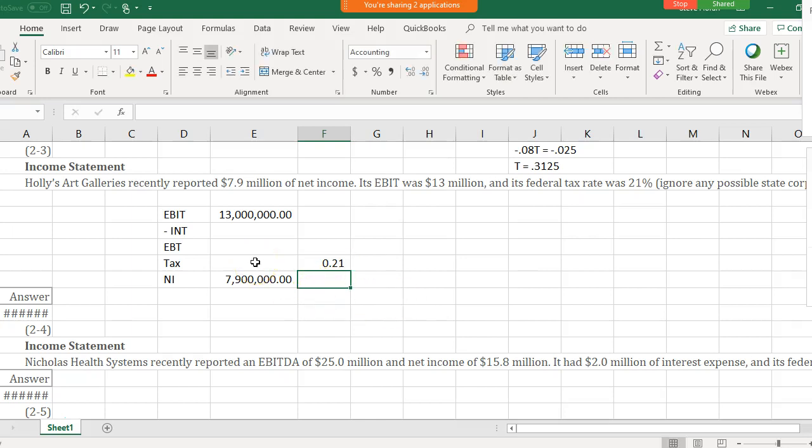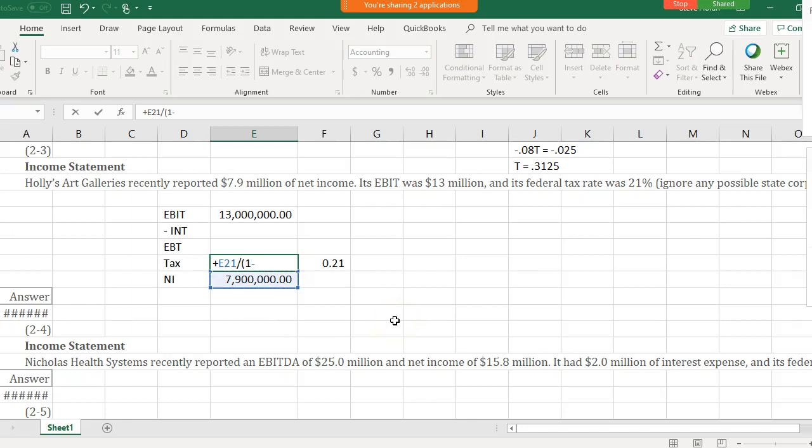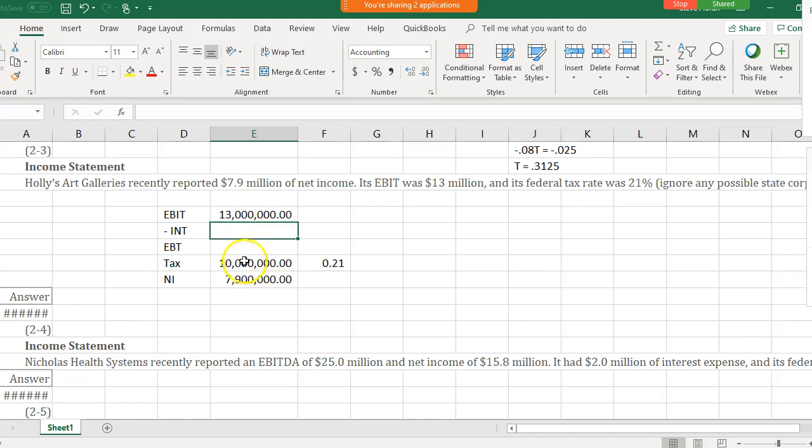So what I can do is take this number here, the 7.9 million, and divide that by 1 minus tax, 1 minus 0.21. Then we're going to get $10 million. Just to show you what I did, I took the net income number and divided it by 1 minus tax. Now I can figure this out. Whoops, I'm sorry, this number goes right here. That's my bad. My EBT is 10 million.